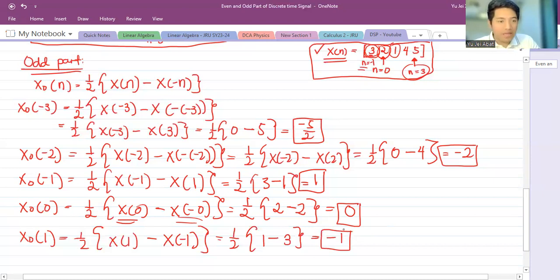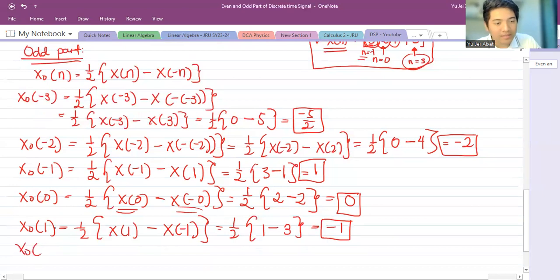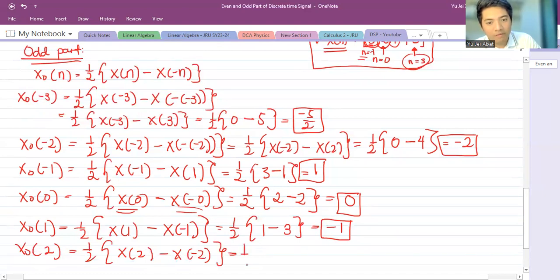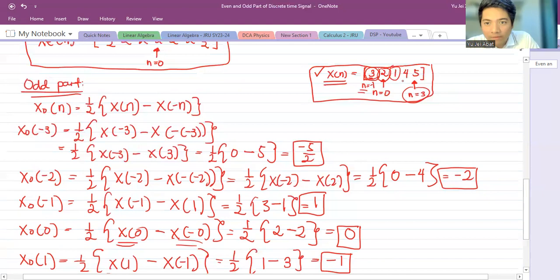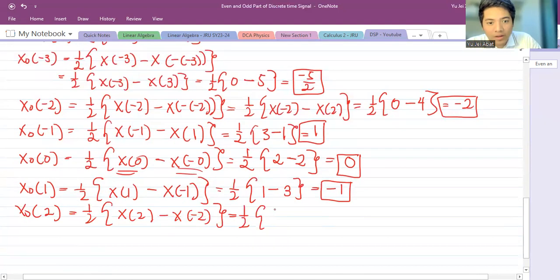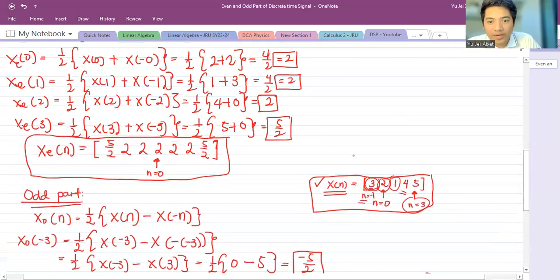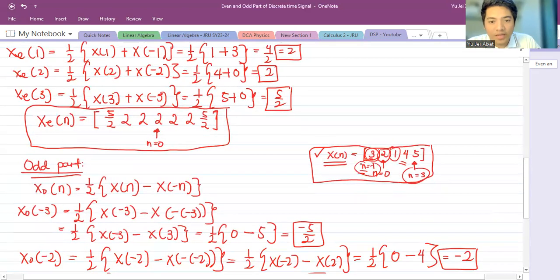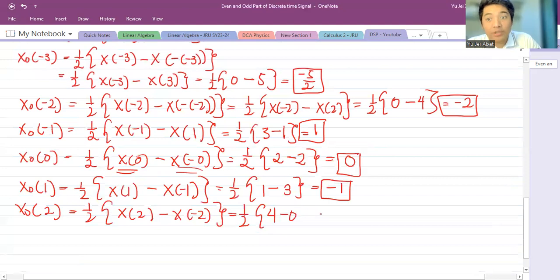Okay, so last two. For n equals 2, we have 1/2 x of 2 minus x of negative 2. x of 2 in our reference is 4. Then for negative 2, we don't have negative 2 here, it's only negative 1, so that would be 0. The amplitude is 0. So we have 2.